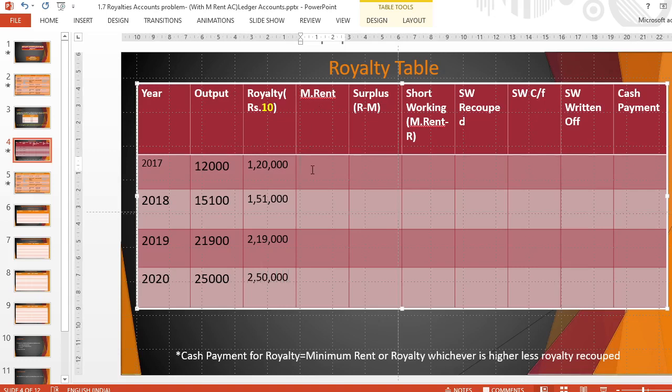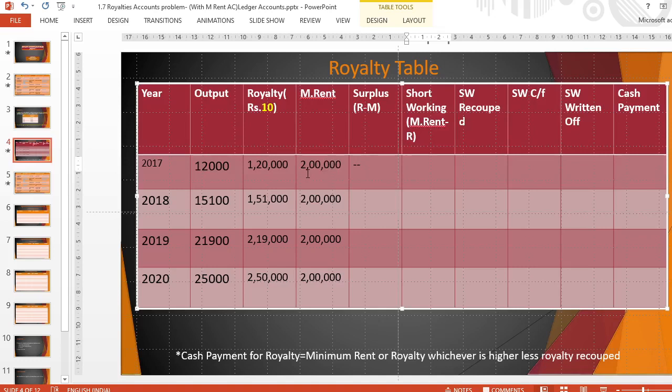After that, minimum rent. I have seen the problem, minimum rent is fixed at 2 lakh rupees for all the years. So I'll just type 2 lakh rupees in all the years. There is no change in the fixed or minimum rent. After that, surplus or short working. We know that royalty minus minimum rent is surplus, minimum rent minus royalty is short working. For the first year, minimum rent is higher, so there is no surplus.